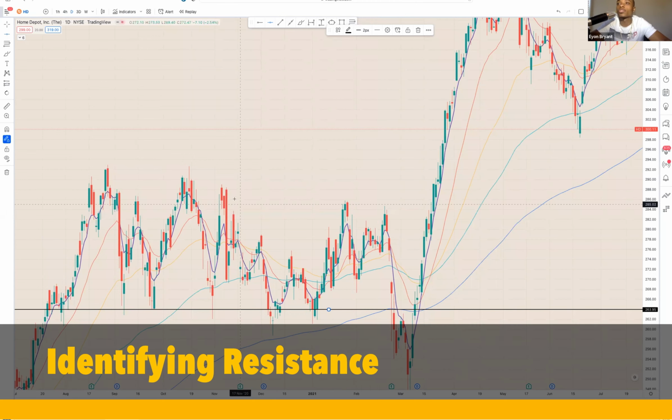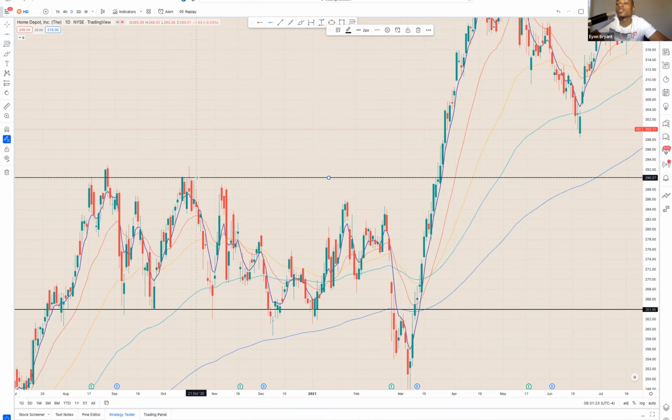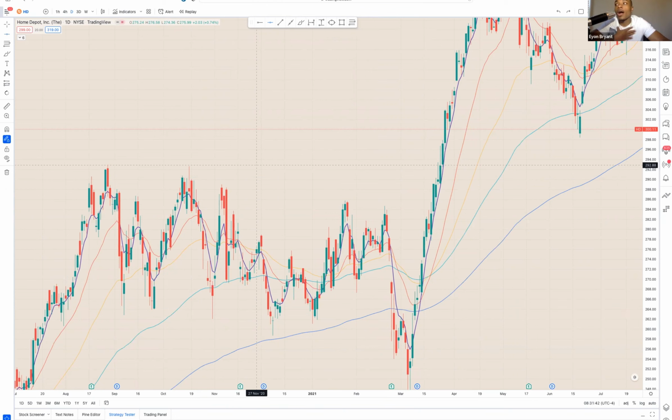And for resistance, somebody may say, oh, this could be resistance because price action around this price got beat down. Or somebody may say, up here, because this is like a double top. So whichever one you decide to use is up to you. But let me tell you how I identify and how I utilize my support and resistance.